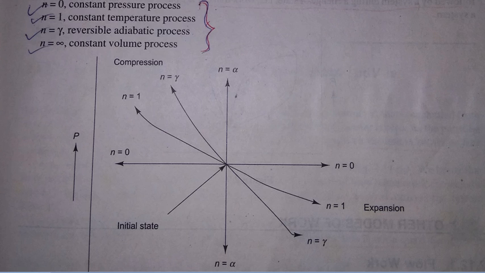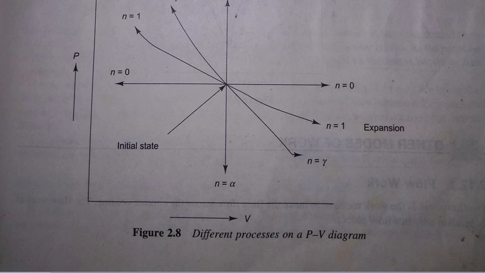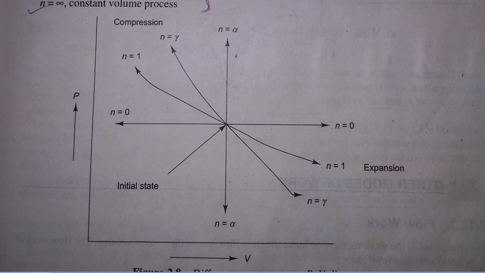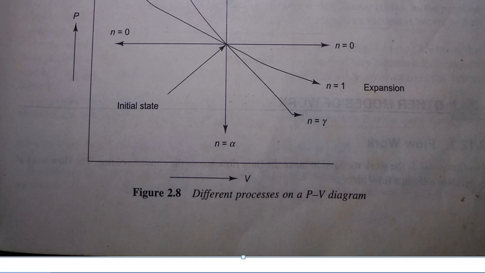And if n is equal to infinity, then at that time volume is equal to constant. So in this PV diagram, volume is equal to constant, this is the line. If you put n is equal to infinity, you will get V is equal to constant, and this is the diagram. In an MCQ question, it can be asked that if in the diagram n is equal to 0, then which type of process it is. You can say easily with the help of the formula P V to the power n is equal to constant. So I think it is clear.